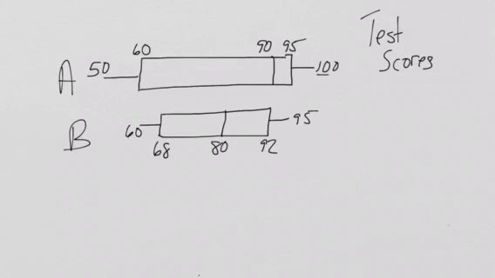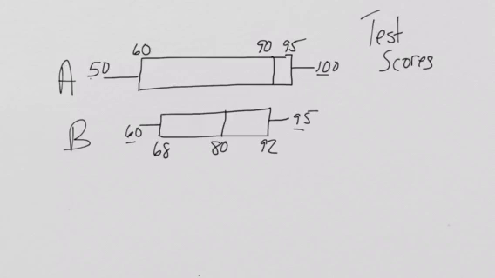We can look at the upper extremes. And we know that Class A had the highest score compared to Class B. Class A's highest score is 100. Class B is 95. So maybe Class A did better. But wait a minute, let's go look at the lower extreme. Class A's lower extreme was 50. Class B's lower extreme was 60. Well, maybe Class B did better because their lowest score was better.